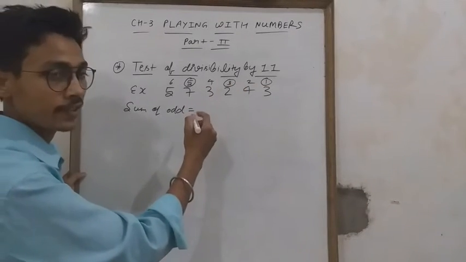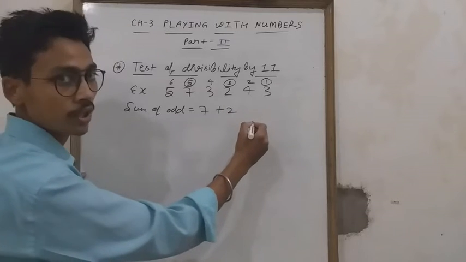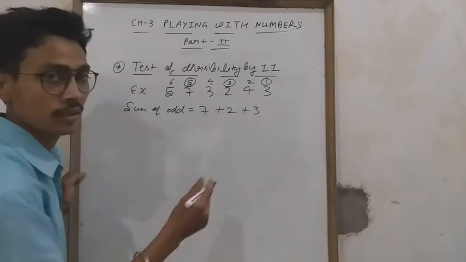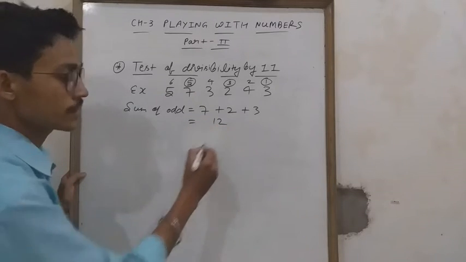On the place of 5, students, what is written? 7. On the place of 3, what is written? 2. On the place of 1, students, what is written? 3. So here it will become 7 plus 2, 9, 9 plus 3, 12. This is the sum of odd, students.